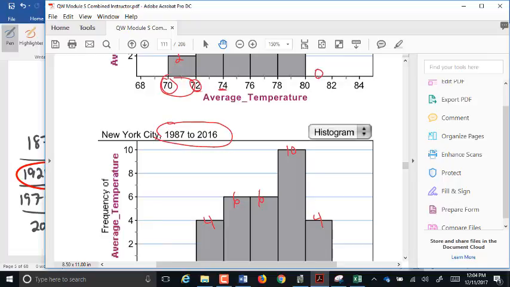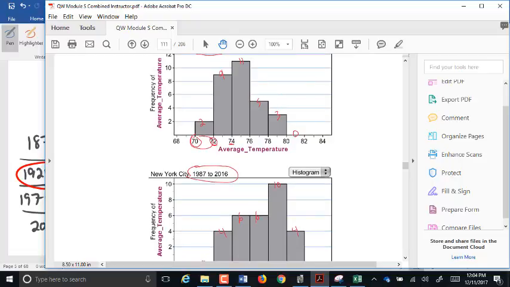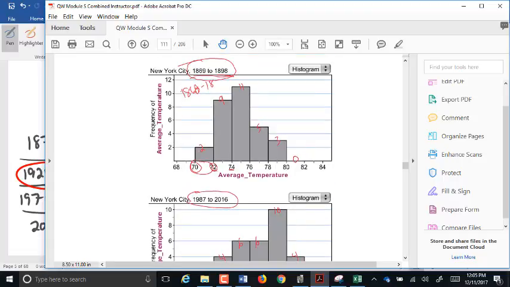So if you were just looking at these histograms, do these histograms show evidence for or against global warming? So remember, this is the 1800s here, 1868 to 1897, right? 69 to 98.